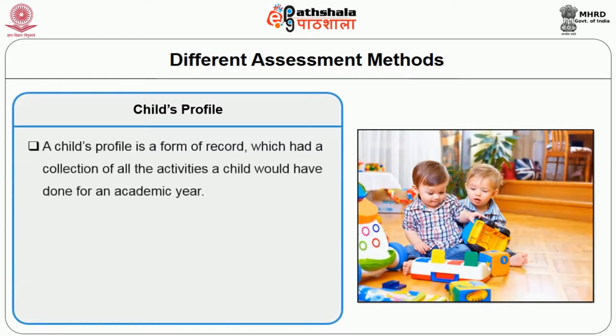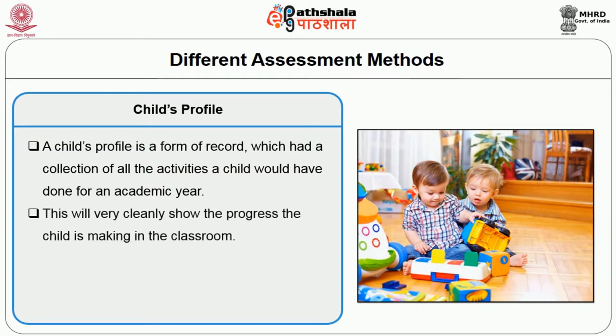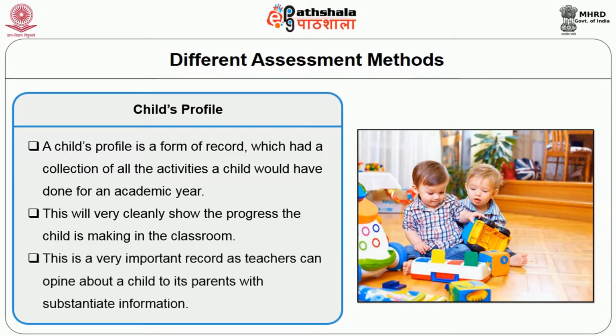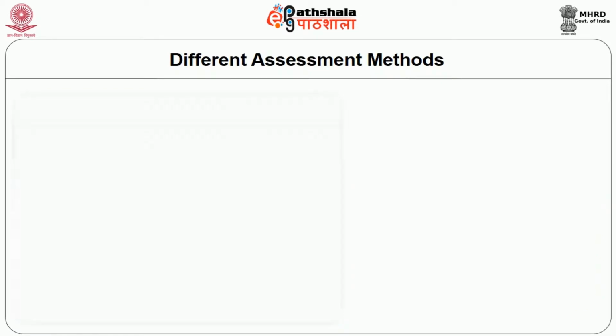Child's profile. A child's profile is a form of record which has a collection of all the activities a child would have done for an academic year. This will very clearly show the progress the child is making in the classroom. This is a very important record as teachers can opine about a child to the parents with substantiated information.